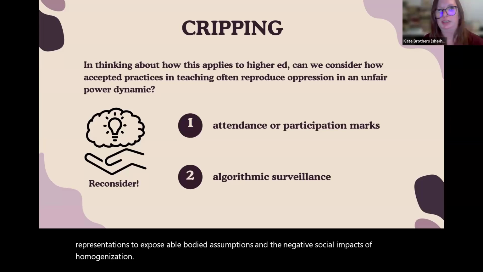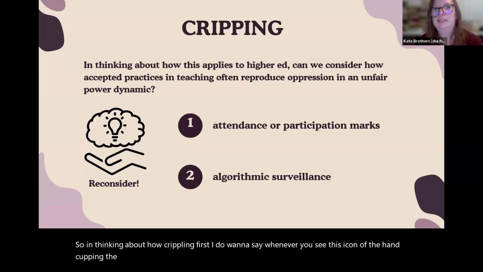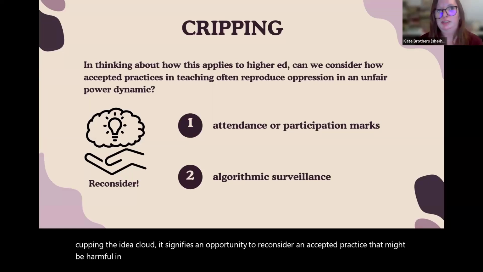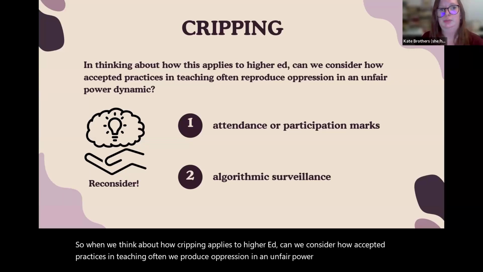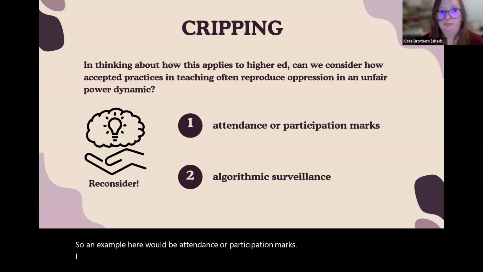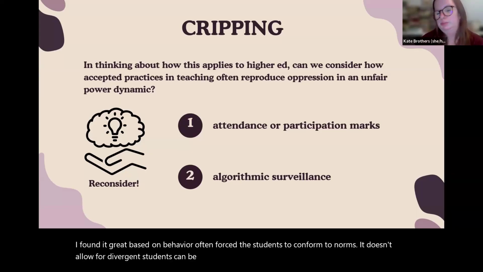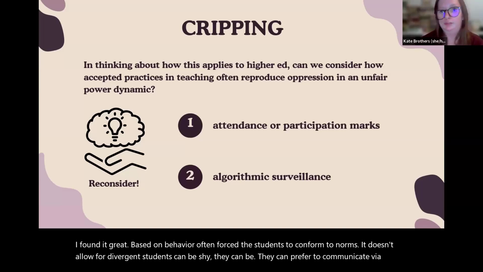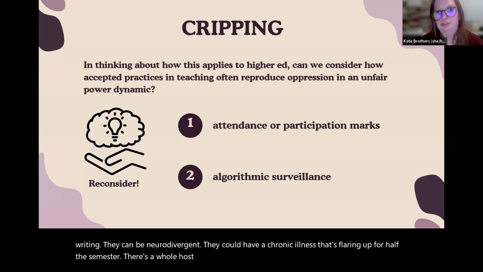In thinking about cripping, first I do want to say, whenever you see this icon of the hand cupping the idea cloud, it signifies an opportunity to reconsider an accepted practice that might be harmful in teaching. So when we think about how cripping applies to higher ed, can we consider how accepted practices in teaching often reproduce oppression in an unfair power dynamic? An example here would be attendance or participation marks. Assigning grades based on behavior often forces students to conform to norms. It doesn't allow for divergence. Students can be shy. They can prefer to communicate via writing. They can be neurodivergent. They could have a chronic illness that's flaring up for half the semester. There's a whole host of reasons why grading behavior is not exactly assessing their knowledge.